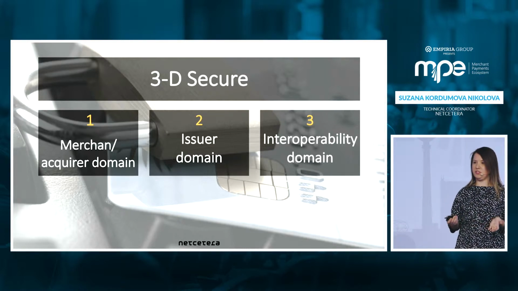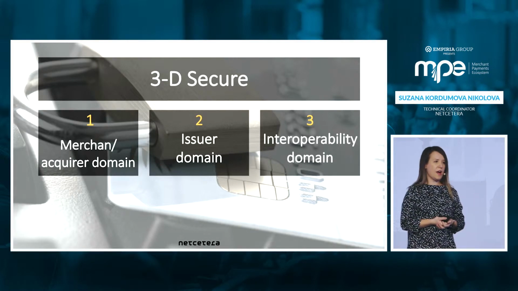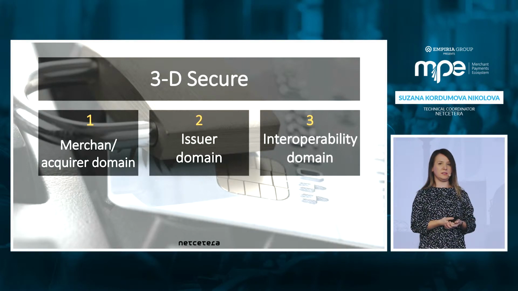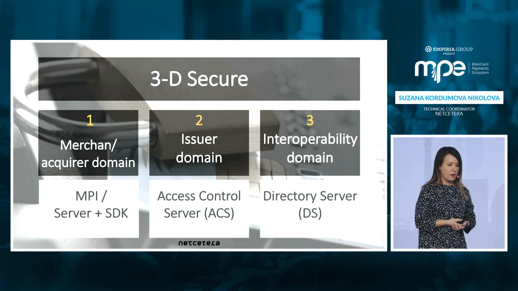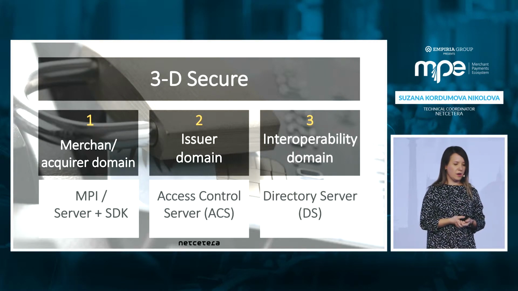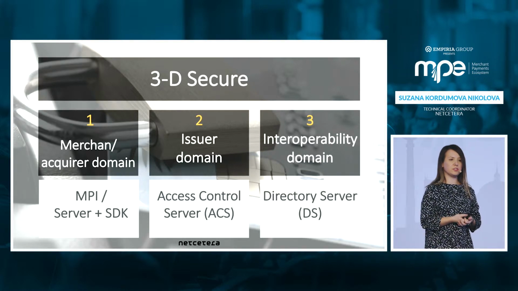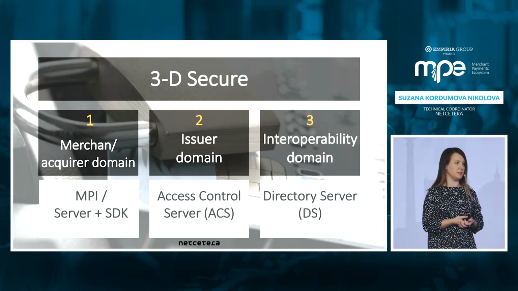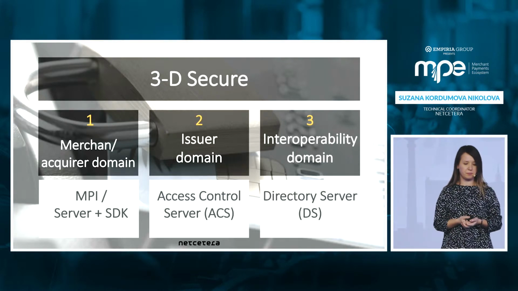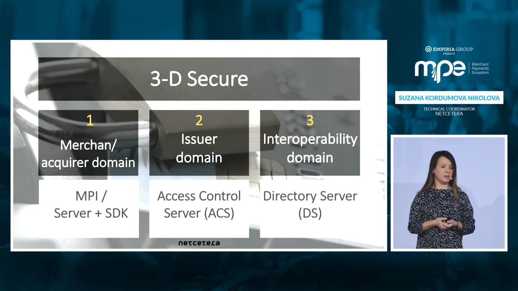This 3DS was mentioned several times at this conference. I want to explain in more detail what it is and why you should use it. All of these domains have their corresponding components in the 3D Secure protocol. On the merchant acquirer domain, it's the MPI, or in the new version of 3DS, the 3DS Server plus the 3DS SDK. On the issuer domain, we have the access control server, and in the interoperability domain, it's the directory server.